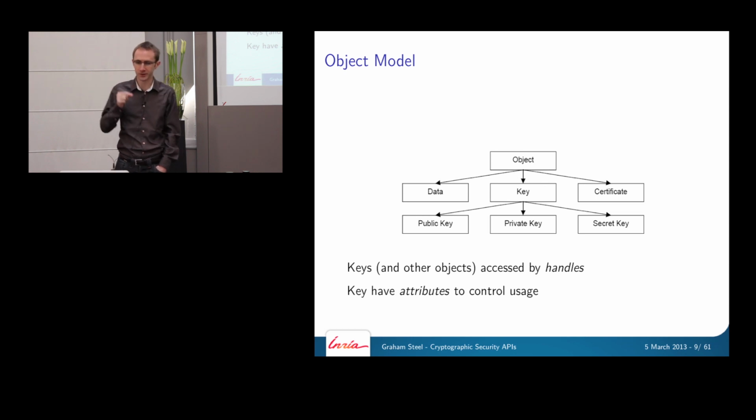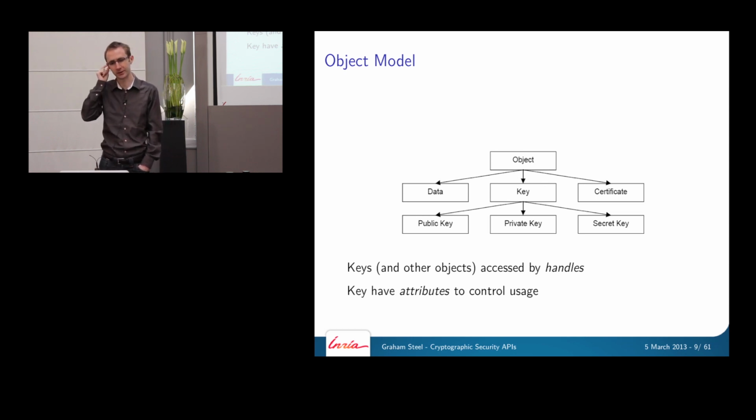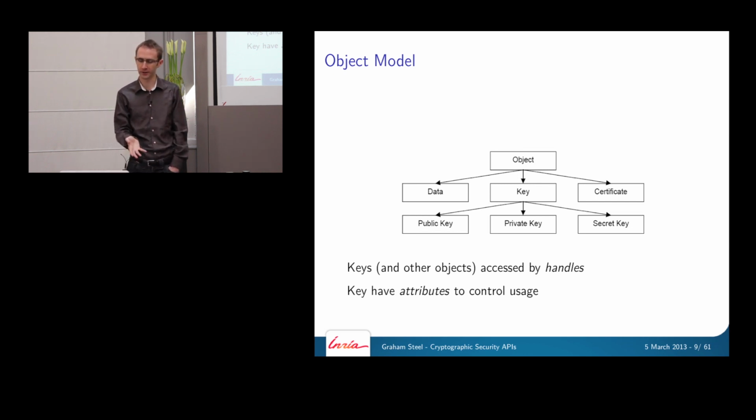PKCS 11 offers a sort of object model that allows you to access the devices on the token. For each of these objects which is stored on the token, you can get access to these via what's called in the jargon a handle. So what is a handle? You can think of a handle as just a pointer to the location in the secure memory of the device where the object is actually stored. It may not actually really be the physical location, but it's some identifier that tells the device where to look for that object.